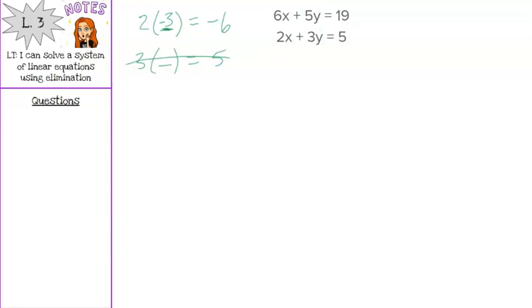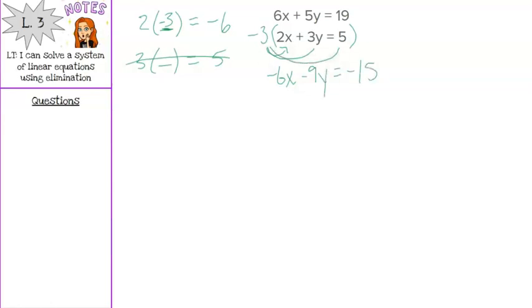So to do that, we do need to multiply the 2 by negative 3, but we have to actually multiply the entire bottom equation by that negative 3 value. When we do that, we just distribute the negative 3 to all the terms. So negative 3 times 2x is negative 6x, negative 3 times 3y is negative 9y, and negative 3 times 5 is negative 15.